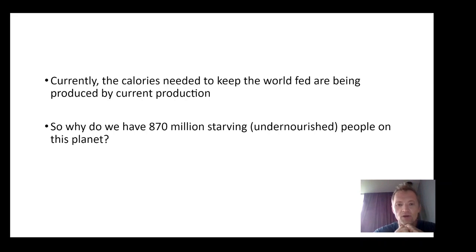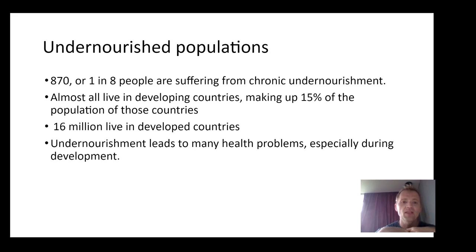So that begs the question: why do we have 870 million starving, undernourished people on this planet right now? When I teach AP, this number is actually closer to 1 billion, so it's give or take depending on who we're talking to. But 870 million, or 1 in 8 people, are suffering from chronic undernourishment. So 1 in 8 are not getting the nutrition they need. Almost all live in developing countries, making up 15% of the population of those countries. 16 million live in developed countries, so there are people suffering in developed countries, but far fewer. Undernourishment leads to many health problems, especially during development.